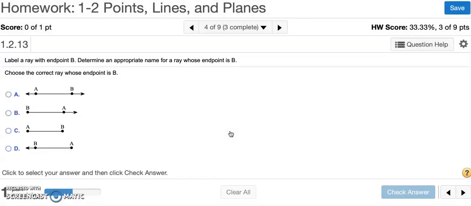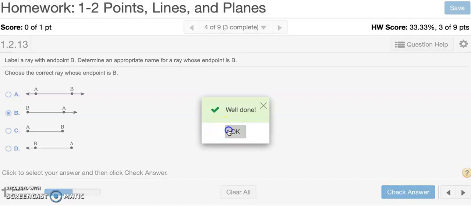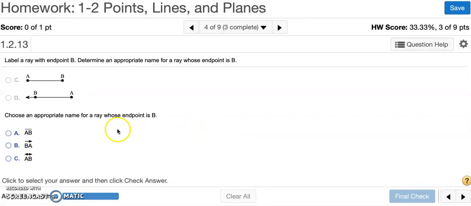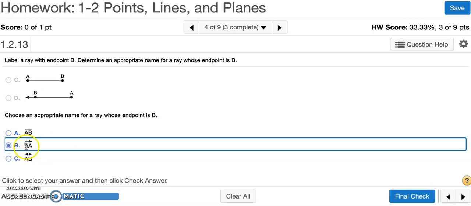Number 4, label a ray with endpoint B. So when it has an endpoint B, it means that is the starting point. There's no arrow on the side where the letter is. So B is the endpoint, so B has to be away from the arrow, so that's going to be B. Second part of this says to choose an appropriate name for a ray whose endpoint is B. So for a ray, we always put the endpoint first for the letter, because that tells you which direction the ray is going. So it is first in B.